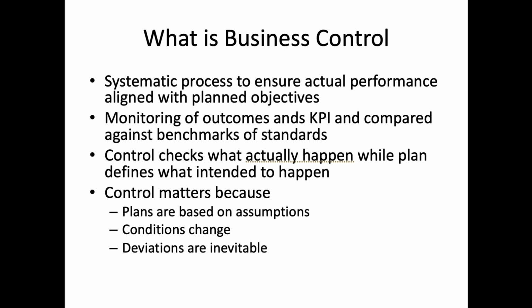Control matters because business environments are dynamic and uncertain. Even well-designed plans are based on assumptions that may prove inaccurate due to changes in demand, costs, competitor behavior, or operational execution. Without a control process, managers may continue along an unproductive path, unaware of deteriorating performance or emerging risks. Effective control provides feedback, learning, and discipline. It allows organizations to detect problems early, adapt to changing conditions, and improve decision quality over time.